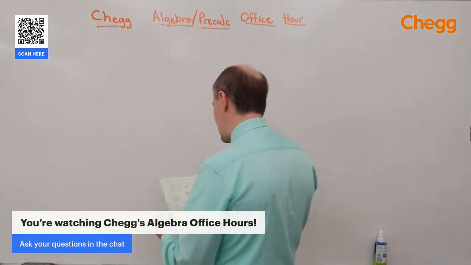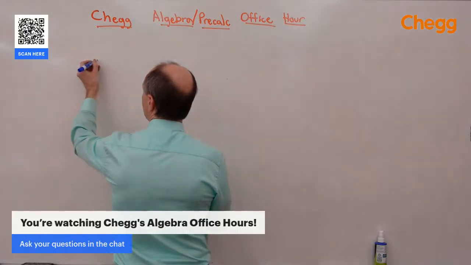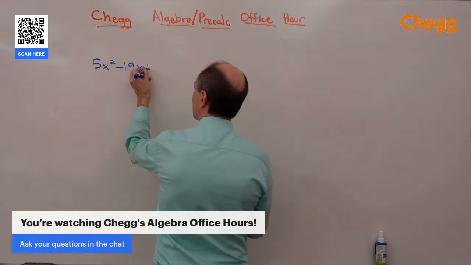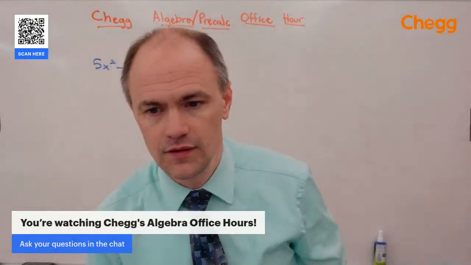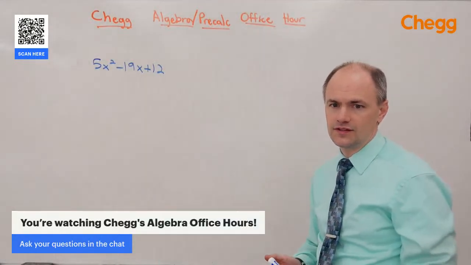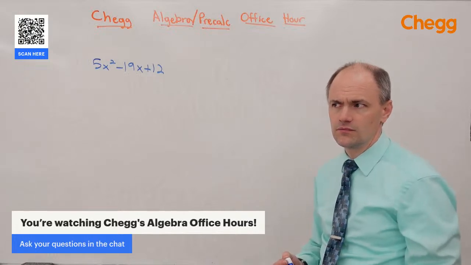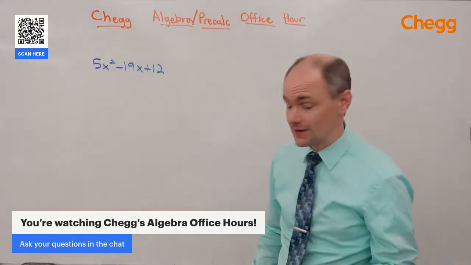So let's say I wanted to factor 5x squared minus 19x plus 12. I hope that works. It should work. We're going to find out if it works. If it doesn't work, I've got a backup.